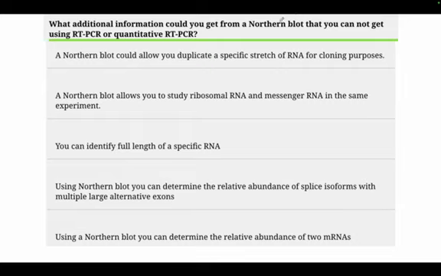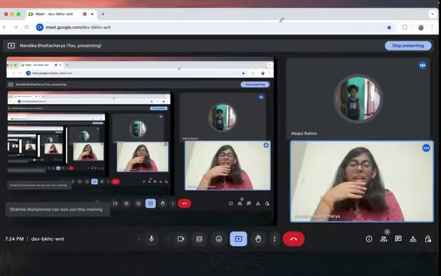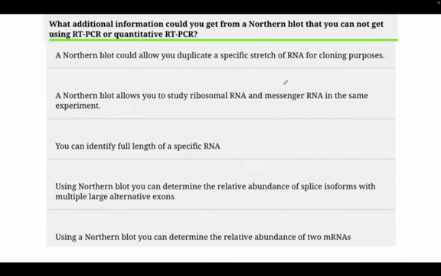So in the northern blot, what we can do is actually see if there are different isoforms of the same gene, right? Because when we do a qPCR, we are not looking at the size of the product which is formed, we are just looking at the amount of product which is formed. So if we are getting products of two different sizes, it doesn't matter actually in RT-PCR. But in a northern blot, we can see these two as different bands in the gel, so we can determine the relative abundance of splice isoforms with alternative exons.